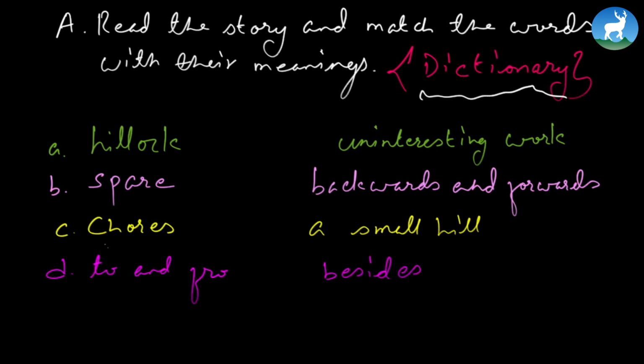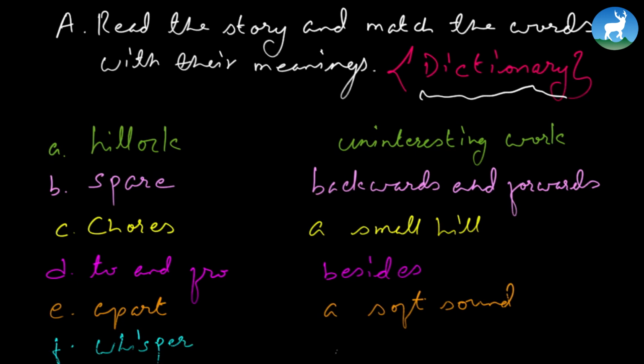Right. Number E, we have apart. On the other side, we have a soft sound. Finally, number F, we have whisper. On the other hand, we have free. All right, so there you go. Get help from the dictionary and match the following.